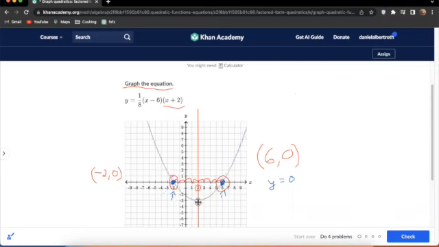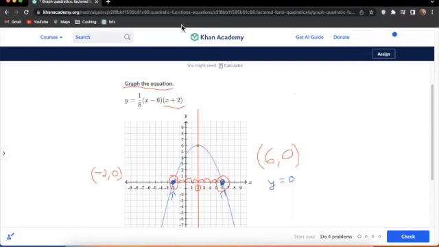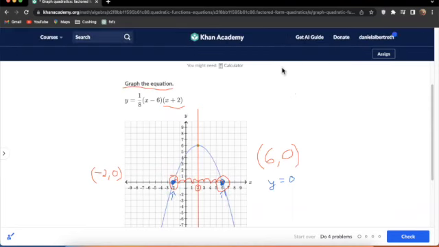So I need to figure out what the y value is. If I know that the x value is 2, I can plug in 2 for x into the equation here and see what I get. So we have 1/8 times x minus 6. If x is 2, 2 minus 6 is negative 4. And then it's multiplied by x plus 2. If x is 2, then this is 2 plus 2, which is positive 4.